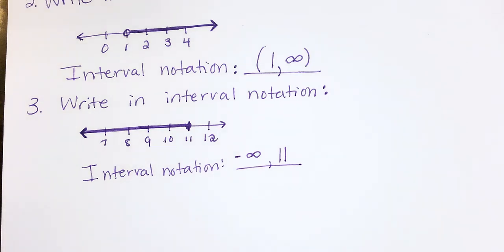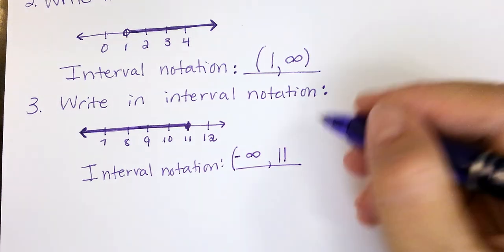So let's talk parentheses or brackets. If it's infinity, I don't have a certain number that I need to include, so I'm going to put a parenthesis. If it is a closed circle, I am including that number, so I'm going to put a bracket.